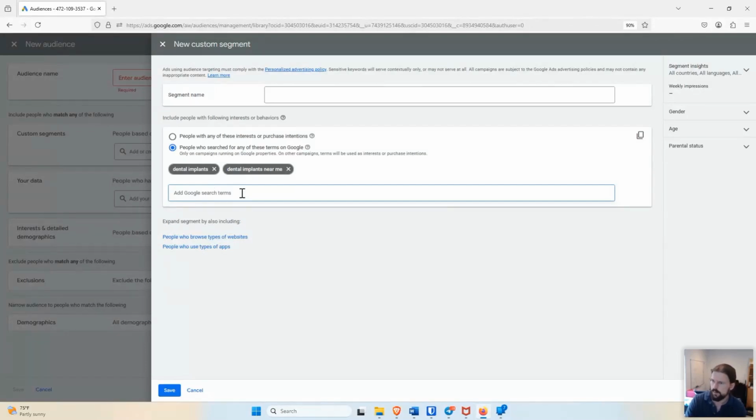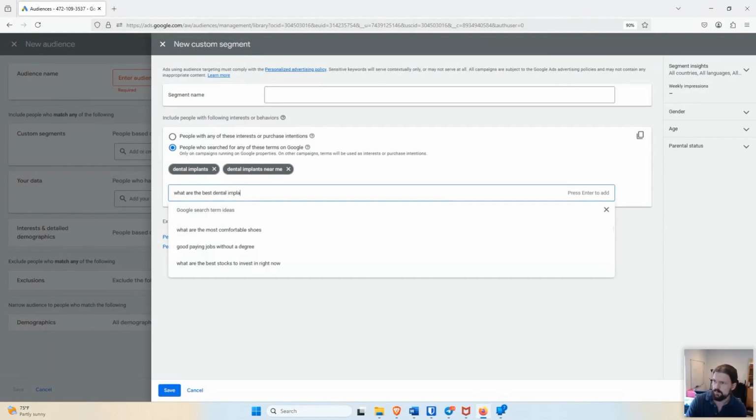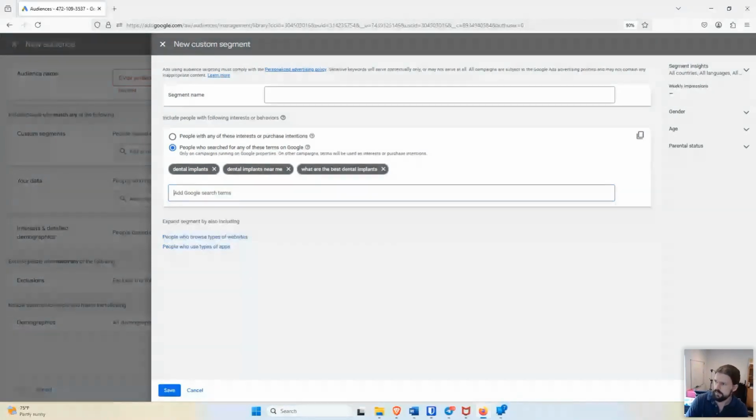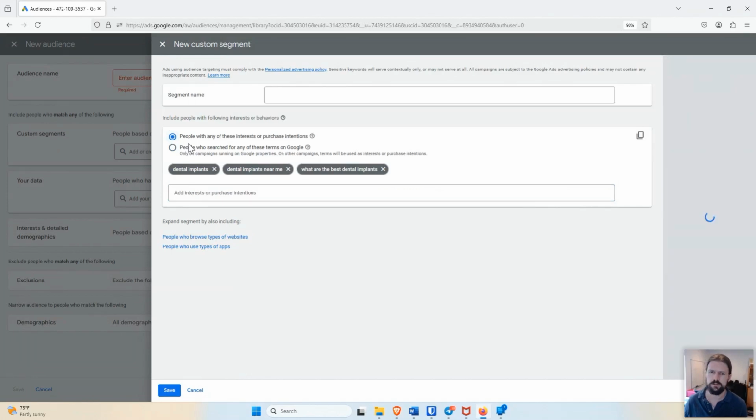I could say, like, what are the best dental implants, etc. And so I'm putting all of these keywords, and you generally want to put 10 to 15 keywords per segment here. And these are the things that people are actually searching on Google. Now, if I want to make it a little bit broader, so that's like people that are actually sitting there and searching that on Google, whereas there's this interest or purchase intention. So this is a little broader.